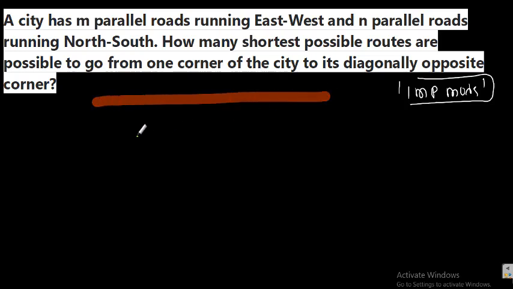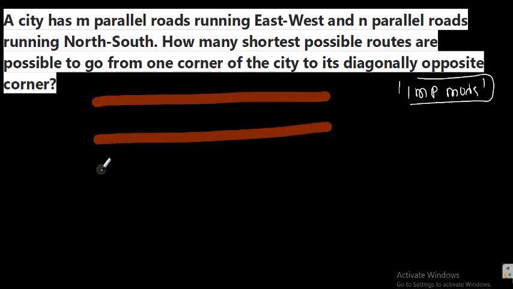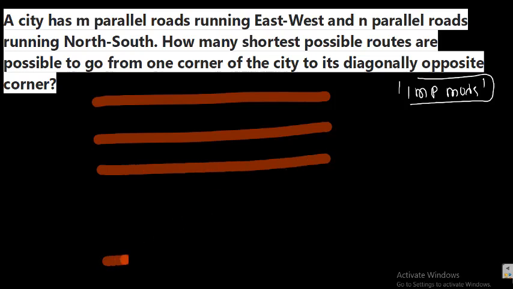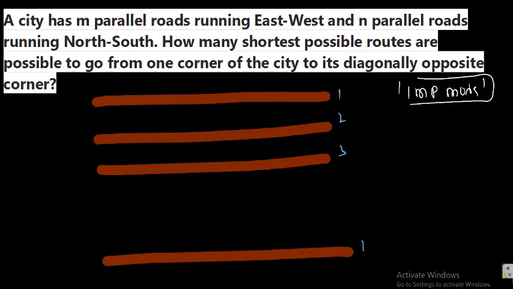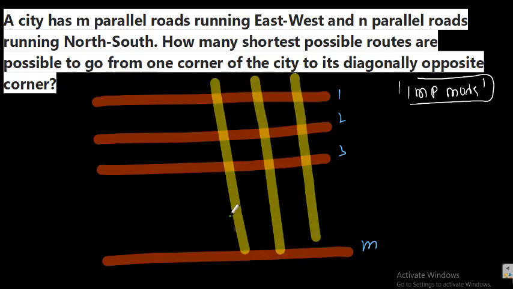1, 2, 3, so on this mth road I will write 1, 2, 3, so on up to m. Clearly, m parallel roads running east to west. Okay, next 1, 2, 3, so on n. This is n roads, so 1, 2, 3 up to n. Okay, n parallel roads running north to south.